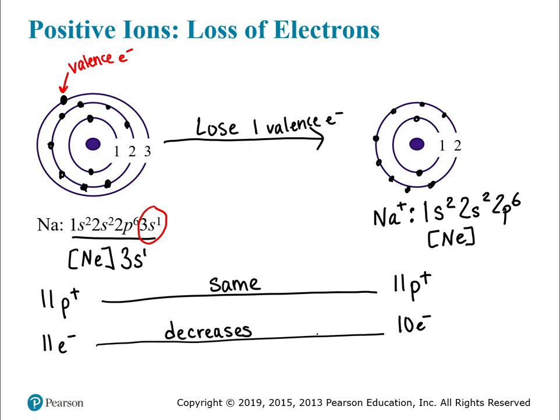So keep that idea in the back of your mind as you're going through and identifying these metals and their different valence electrons and what ions they form. This is what's happening. They're losing that outer electron and becoming something that resembles a noble gas.